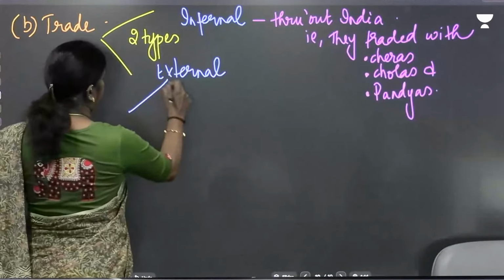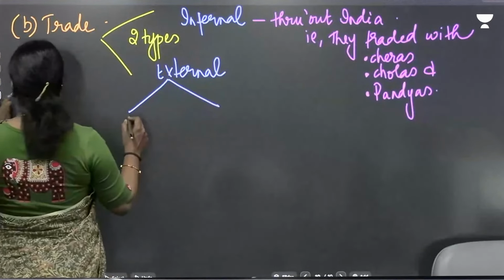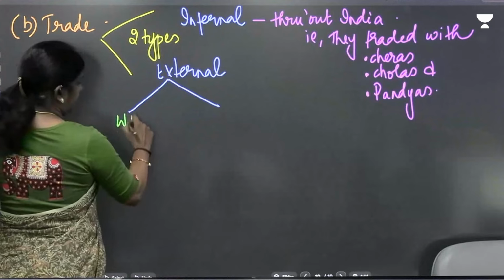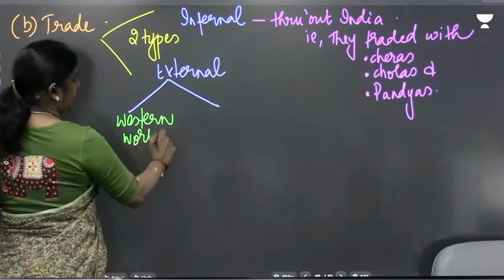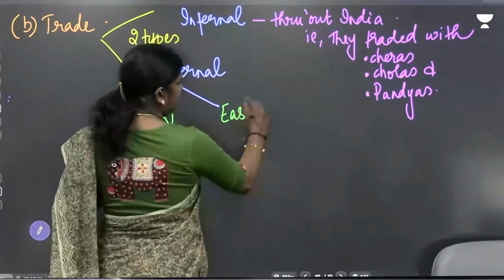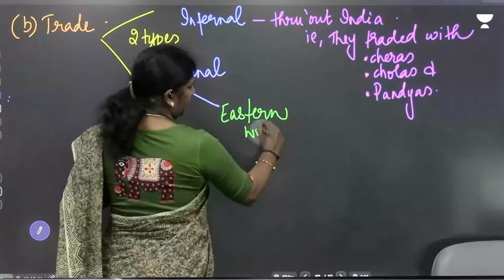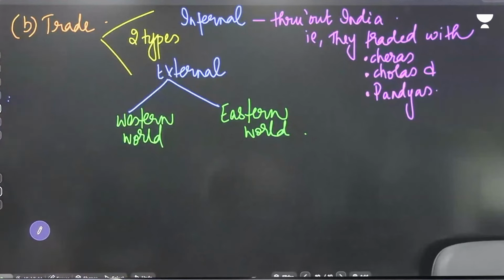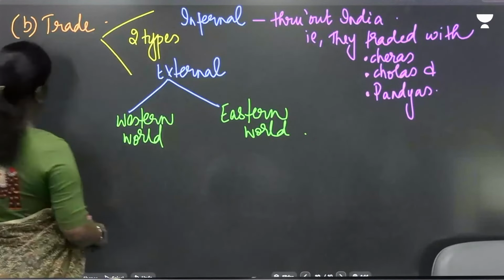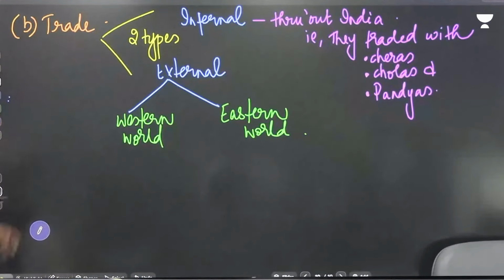External trade was of two types. They traded with the Western world, and they traded with the Eastern world. So the Western world and the Eastern world. Initially in the early Vedic period, they traded only with Persia. Remember? Now they're trading with both West and East.